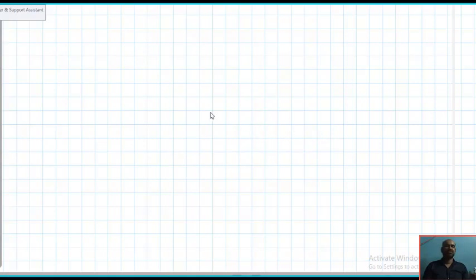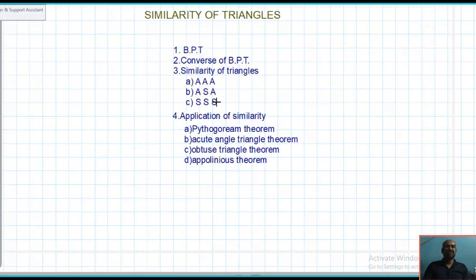Hello students, this is the first part of similarity of triangles. Similarity of triangles, this is the sequence.